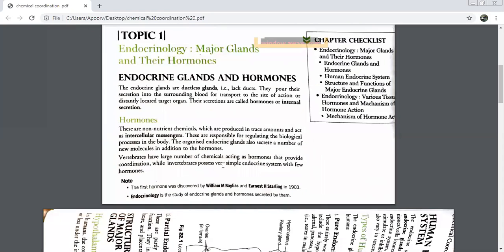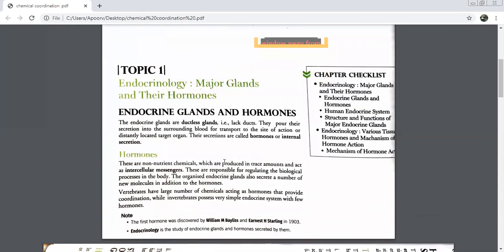Let's go further and study a little more about hormones, beta. Hormones are non-nutrient chemicals. They don't give you any nutrition. First of all, remember this. When we talk about vitamins and minerals, they help you in some kind of nutrition. But hormones are non-nutrient chemicals. They will not give you any nutrients. They are produced in trace amounts. What do you mean by trace amounts? Very small amount, limited, cannot be identified. Very, very small, trace amounts.